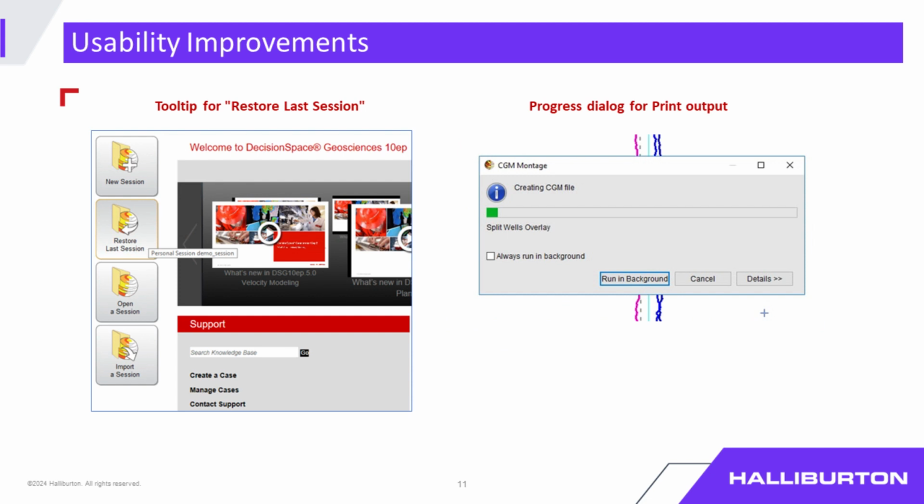As for the smaller quality of life improvements, there is now a tooltip displayed on top of Restore Last Session that lets you know the name and type of the last session. There is an example of a new progress bar on the right side of the slide. Some print views are heavy and might take some time to get generated. Now, users don't need to wonder if the software hangs or there is something going on in the background. The progress bar reflects the running process and makes it easier to understand.